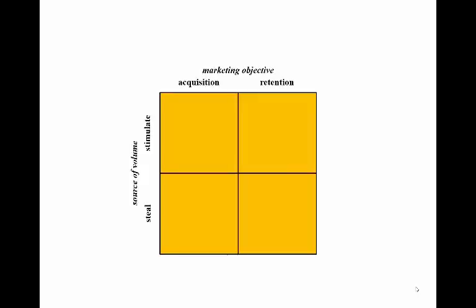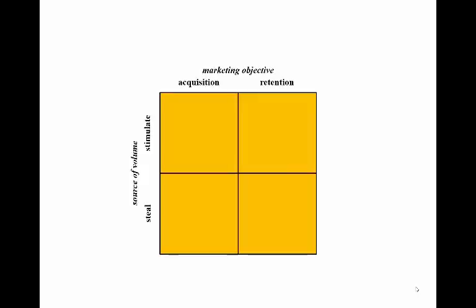In the third quadrant, you're focused on steal acquire. So in that case, it's also a secondary demand choice that you're making. The target audience in this case are industry customers, but they're not your customers. They're your competitors' customers. So you want to acquire them. They're your prospects. And how are you going to do that? You would steal those customers from your competitors.